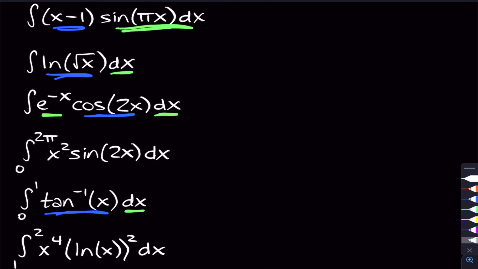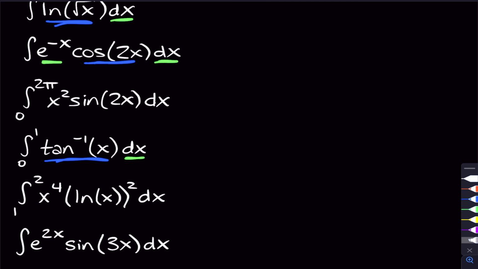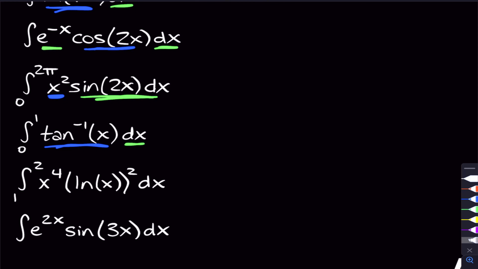Now, we have a few more integrals to do here. We've got the integral of x squared times sine of 2x dx. So that gives us algebra and trig. Algebra comes first, so x squared will be our u, and sine of 2x dx will be our dv. And then in this integral below, we have x to the 4th times natural log of x squared. Natural logs come before algebra. So natural log of x squared will be our u, and our dv will be x to the 4th dx.